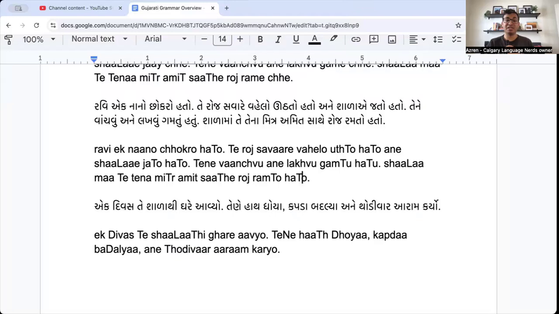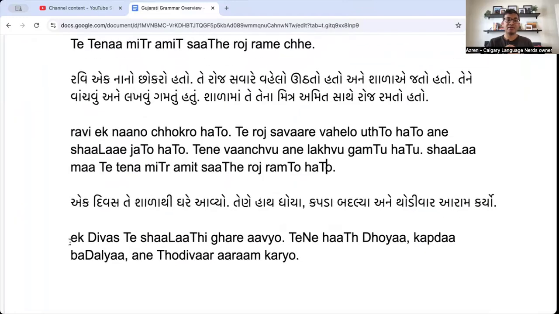So this is the different past tense. If we share my screen again, this is the completely different past tense. Here we go. એક દિવસ તે શાળાથી ઘરે આવ્યો. So the key word here is ek divas. One day. One day he was doing XYZ. One day he did this. One day te sharathi ghare avyo. He came home from school.